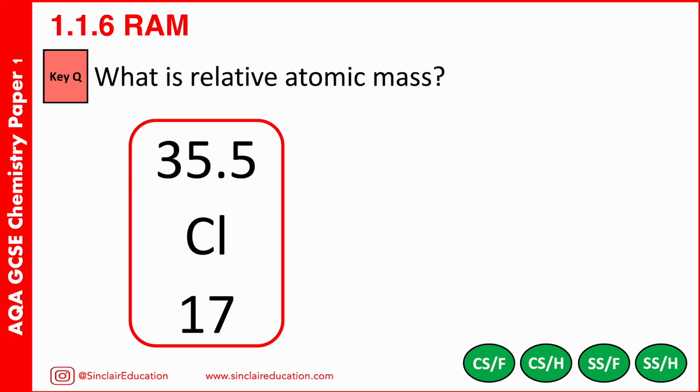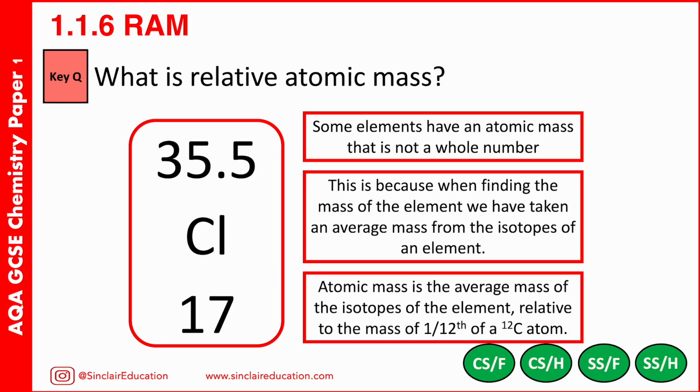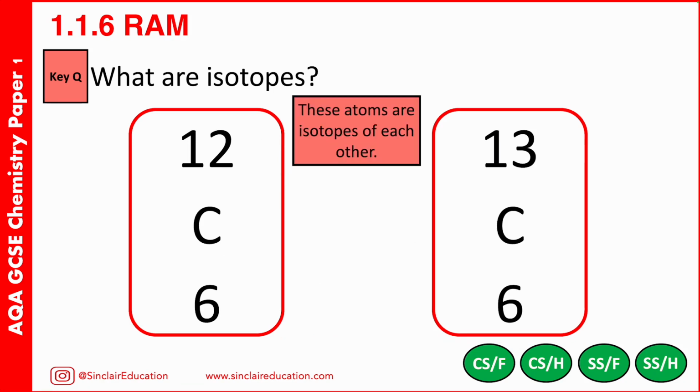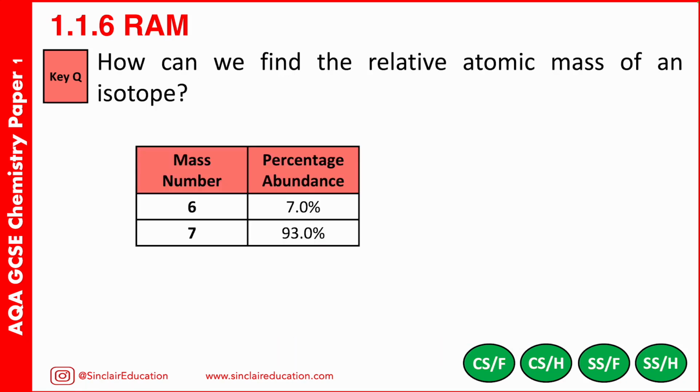If we look at chlorine though, this now has a mass of 35.5, and it's not because it's got half a neutron in there. This is because we've taken that average from the isotopes. So here it's down to that combination: some chlorines will have more neutrons than others, and that will give us this overall average that's not a whole number. So with these isotopes, they are atoms of the same element with the same number of protons but a different number of neutrons.